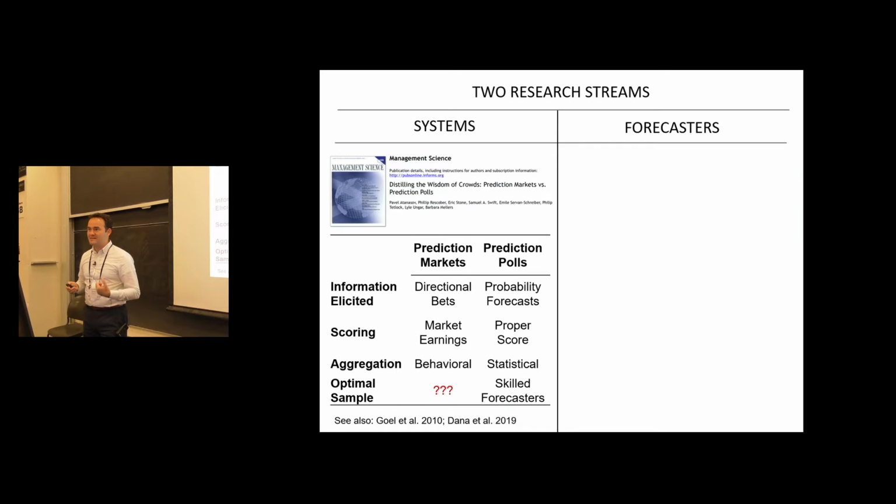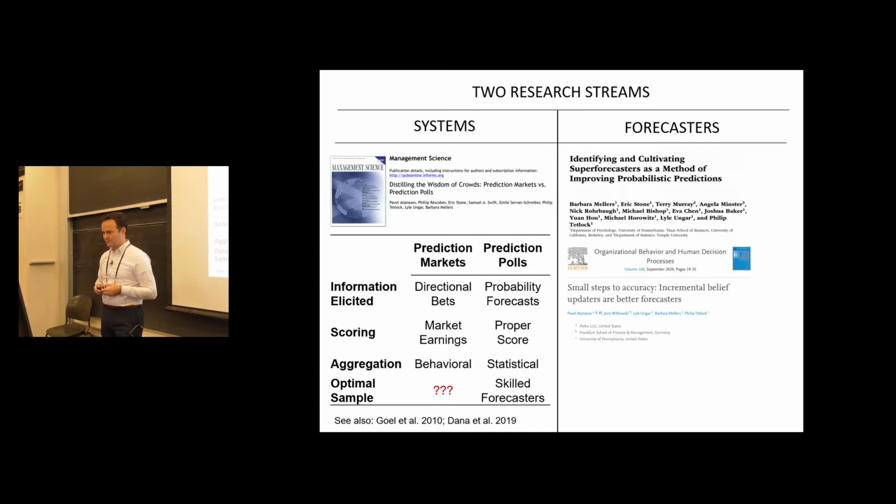The question is, does that also work in prediction markets? Can you get away with having a few active, skilled traders in a prediction market setting and still produce highly accurate results? And this builds on work by Sharad Goel, which he presented in 2010 at ACM EC, as well as Jason Dana et al. The other part is the forecasters, the wetware, right?